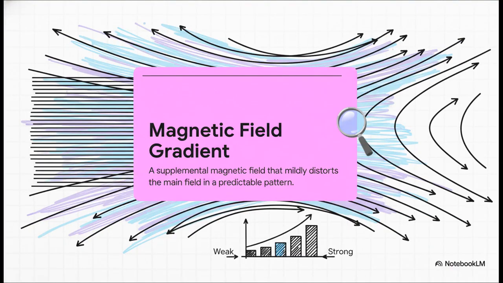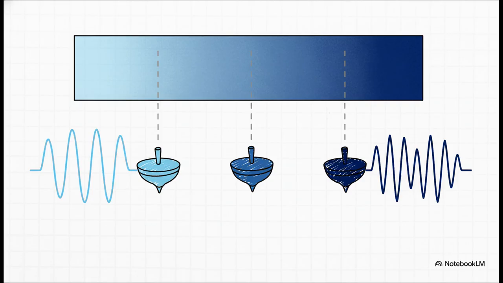Just as a quick refresher, a gradient is just a weaker secondary magnetic field that we layer on top of our main, powerful B0 field. And the key thing to remember is that this gradient field isn't uniform. It actually changes the total magnetic field strength in a very predictable, linear way from one side of the scanner to the other. And this is the fundamental principle of all MRI localization.